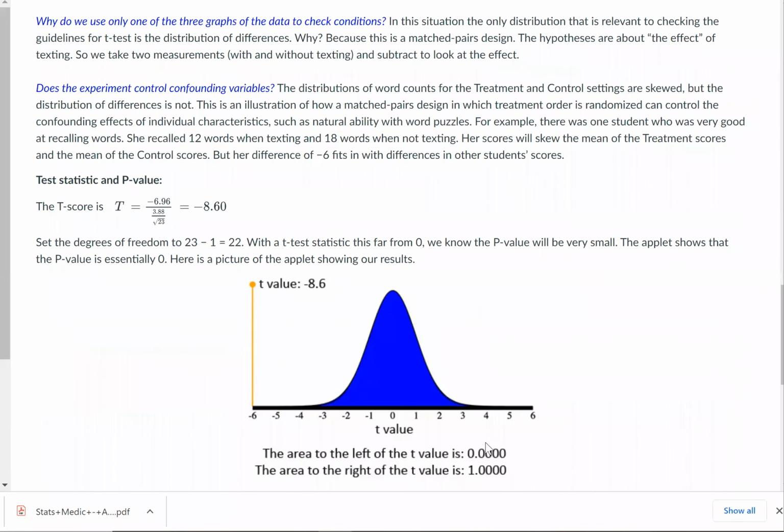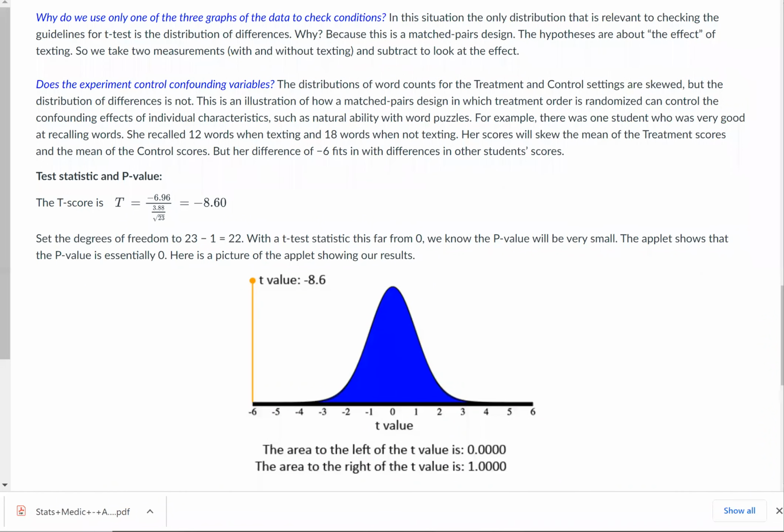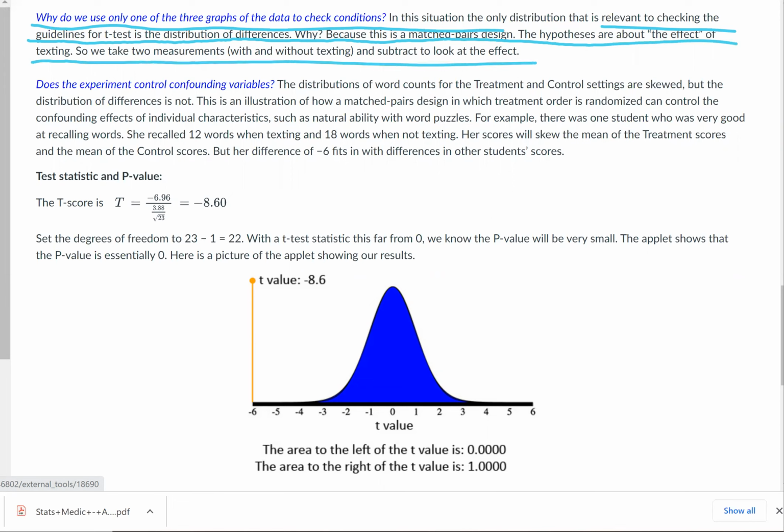If you're wondering why we use only one of the 3 graphs of the data to check conditions, in this situation, the only distribution that is relevant to checking the guidelines for the t-test is the distribution of differences. Why? Because this is a matched pair design. The hypotheses are about the effect of texting. So we take 2 measurements, with and without texting, and then subtract to look at the effect.